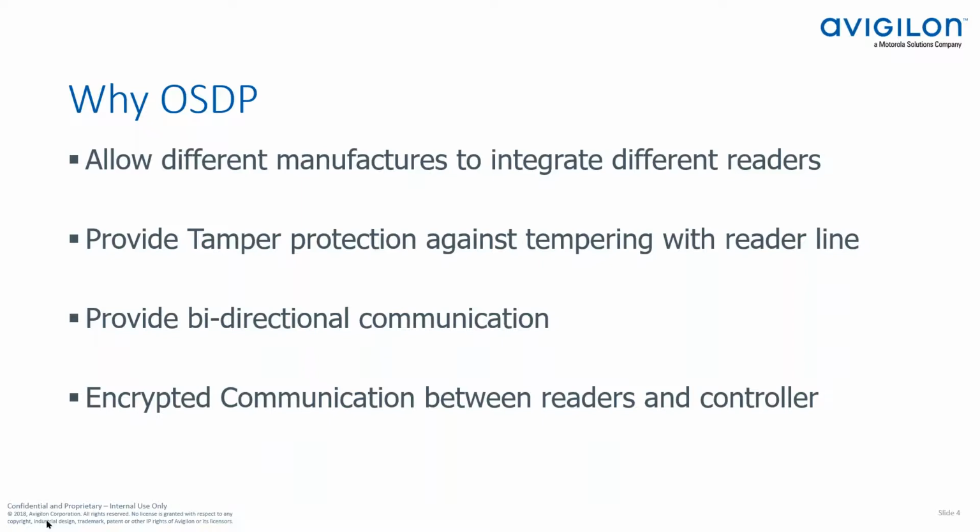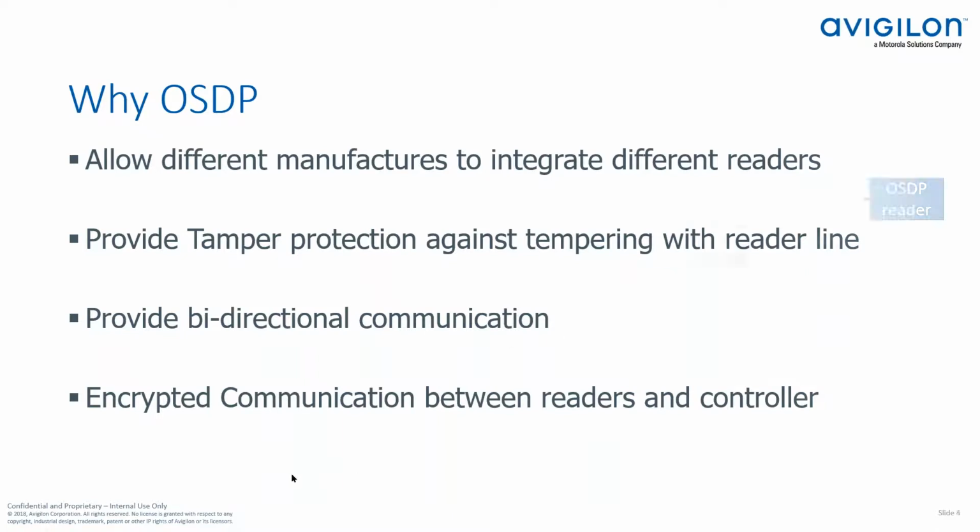If you use a standard Wiegand, it is not encrypted. So it is possible for someone to tap into the line, in that reader line, and read that transaction, read that event that's coming in across the wire. So Wiegand is not encrypted, OSDP is encrypted communication.